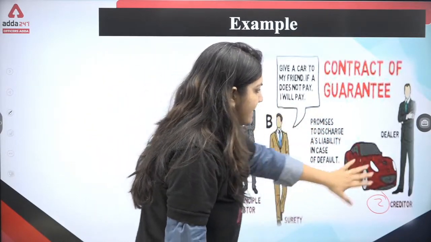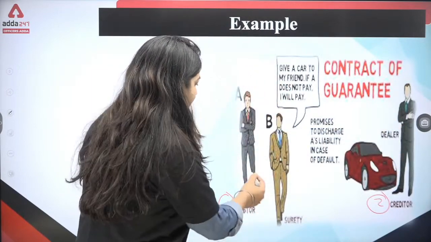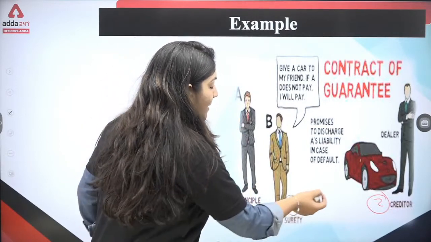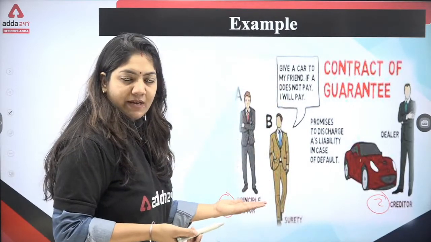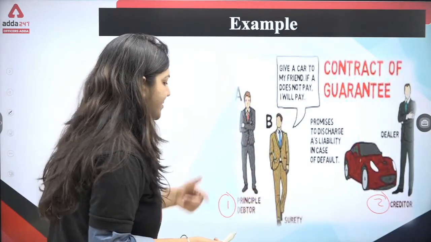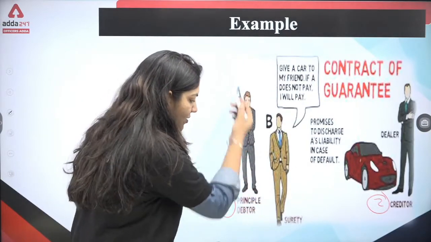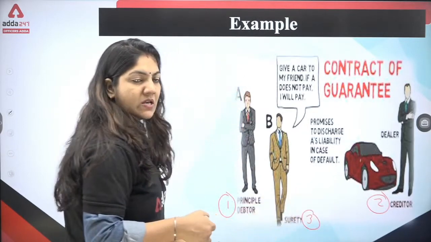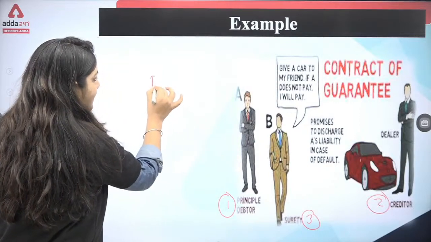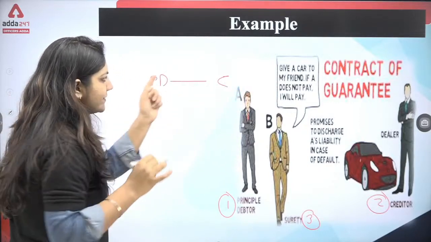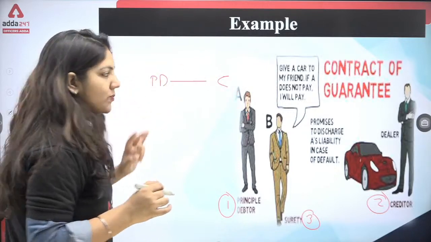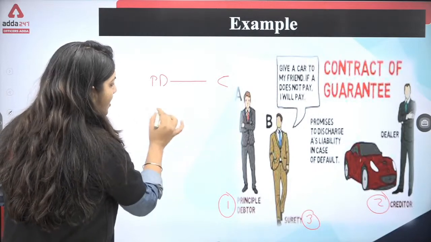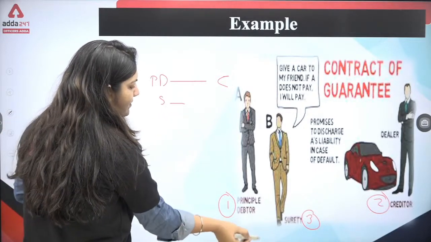Okay, now he is a car dealer. Now A wants to purchase the car. But the creditor says, just give me a rupee, then I will give you the car. So the principal debtor says, I will give you. If I do not pay you, then he is my friend, that is the surety, he will pay you. So the first contract is between the principal debtor and the creditor. The second contract is between the surety and the principal debtor.